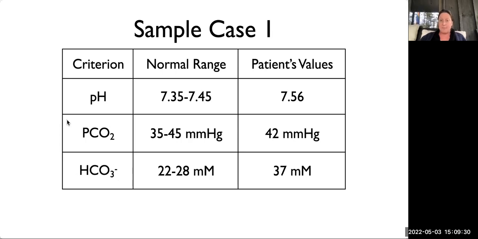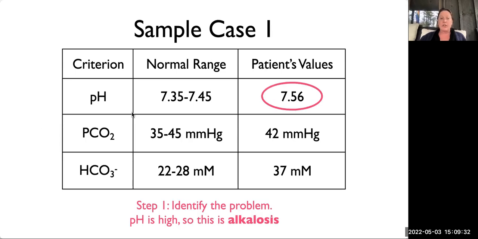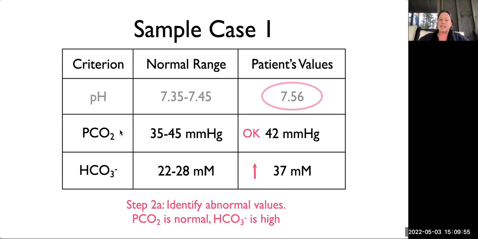So the first step whenever you have these results is to look at the pH. In this case, the pH is higher than normal. And because it's higher than normal, we say that this is alkalosis. Now, at this point, we are done with the pH. You don't have to look at it again or even think about it again, really. We know this is alkalosis. Now, the next thing is to look at the PCO2 and the bicarbonate.